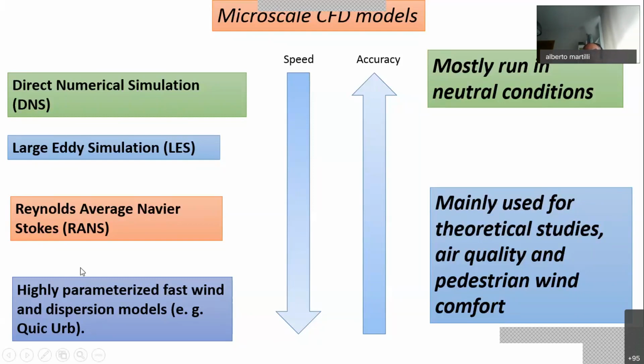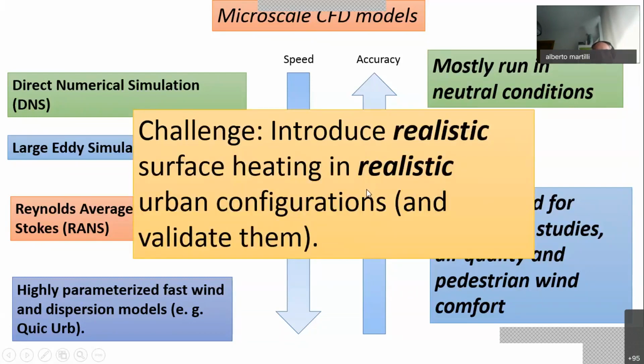So I would say that this type of models are mostly run in neutral conditions, so you cannot really take account of heat fluxes. For this reason, they are mainly used for air quality and pedestrian wind comfort. Some models like LES and some RANS start to be used in non-neutral conditions, but certainly I think one of the challenges for this type of models is to be able to represent realistic surface heating in realistic urban configurations and be able to validate them.